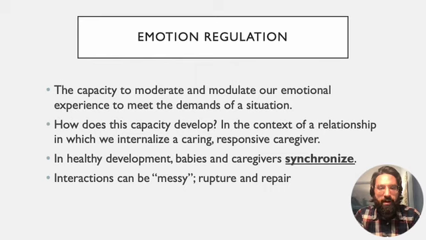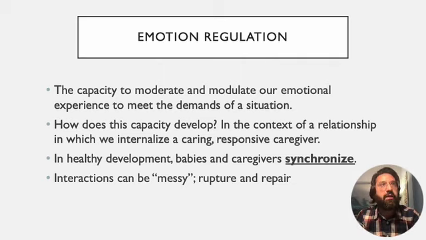So we'll talk a little bit more about emotion regulation, which we touched on in Module 1. Emotion regulation just refers to the capacity to moderate and modulate our emotional experience to meet the demands of a situation. And what that means is our emotions can run really high sometimes. We can feel overwhelmed and distressed. Emotion regulation is our ability to cope and modulate, tamp down, turn the volume down on our emotions to meet the demands of a situation.